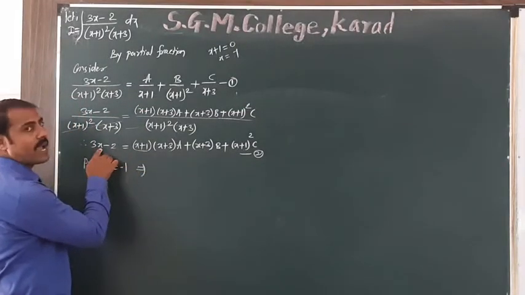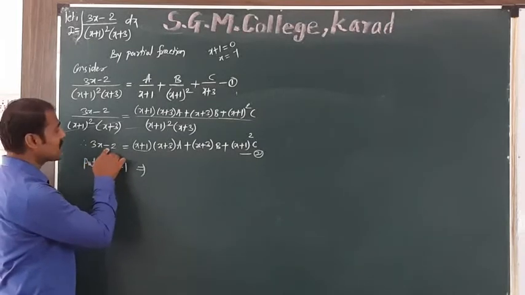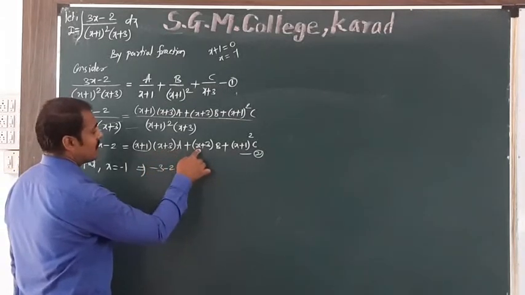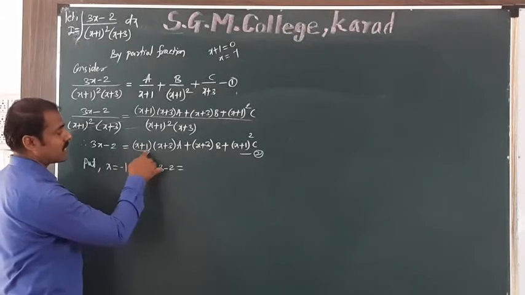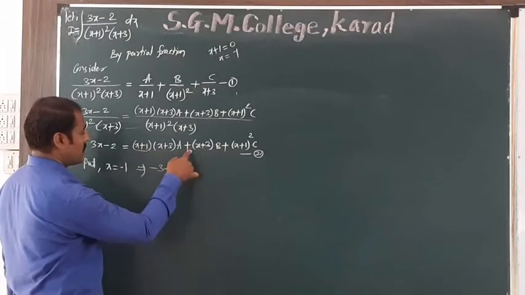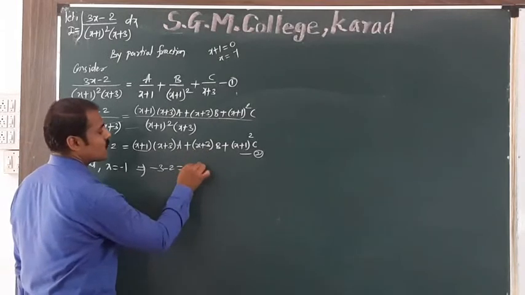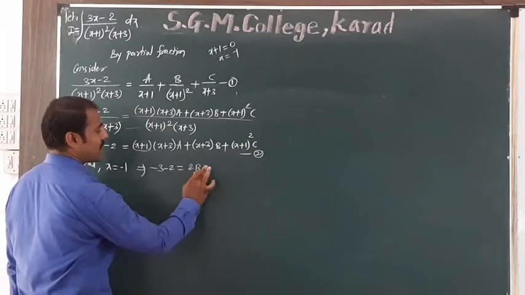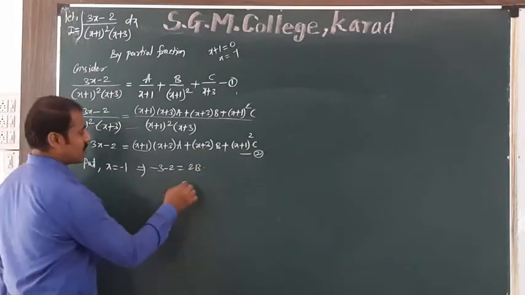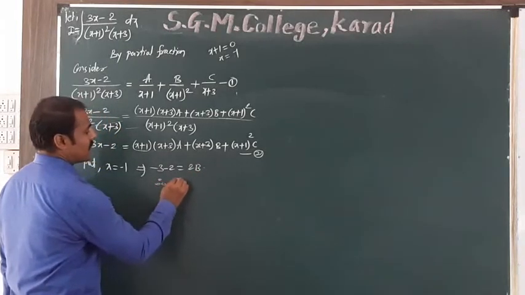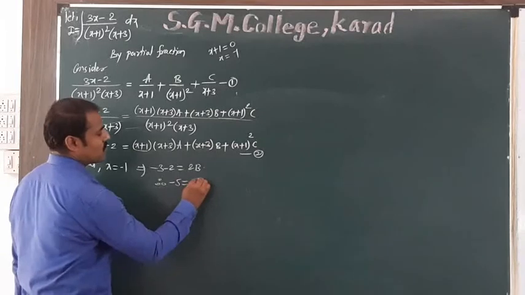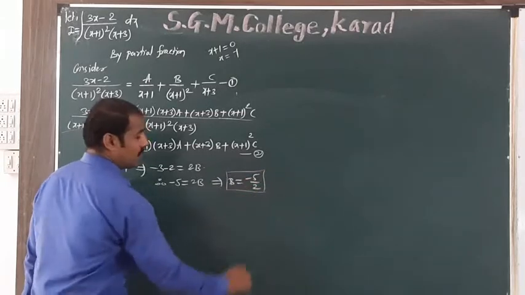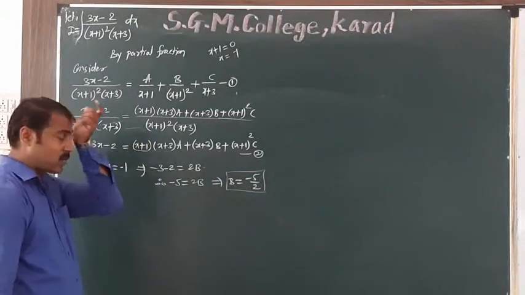Put x equal to minus 1. This implies 3 into minus 1, minus 3 minus 2, is equal to... here minus 1 plus 1 gets cancelled. It's 0. 0 into any number is 0, plus minus 1 plus 3, it's 2b, and minus 1 plus 1 again 0 plus 0. I don't write there 0. Therefore, this implies minus 3 minus 2, minus 5, is equal to 2b. The value of b is minus 5 divided by 2. Here is the value of b, minus 5 divided by 2.